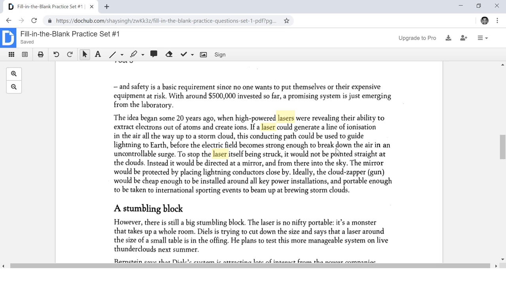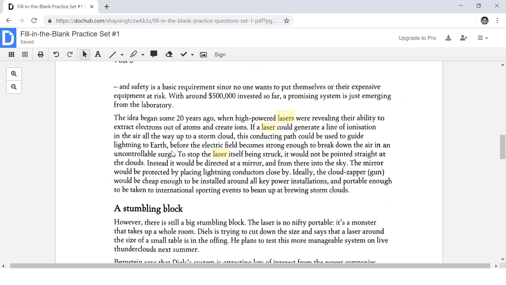It seems that this part could be a problem. It seems that the electric field can become too strong and cause an uncontrollable surge. This seems to be talking about some sort of a problem associated with lasers. And here there is a solution. To stop the laser itself being struck, it would not be pointed straight at the clouds.